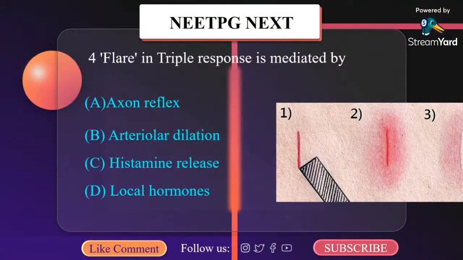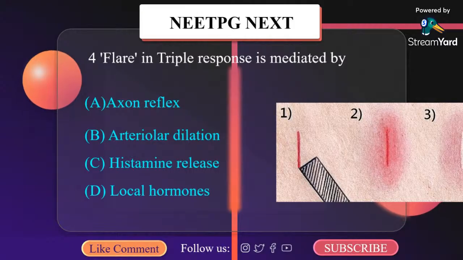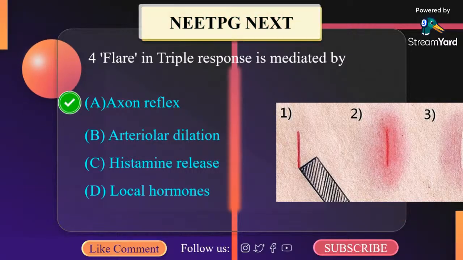Flare in triple response is mediated by A. Axon reflex, B. Arteriolar dilatation, C. Histamine release, D. Local hormone. It is axon reflex.